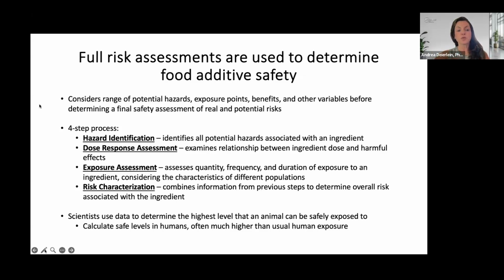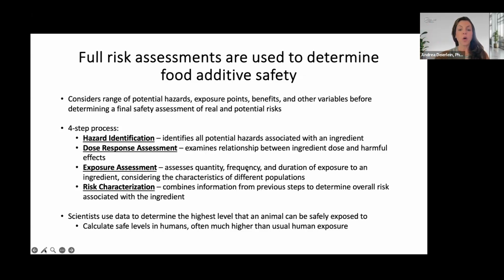So normally there's this four-step process. So again, you're just going to identify the potential hazards associated with the ingredient. You're going to look at the dose response assessment, so examining how much of the ingredient you're exposed to and when that health risk occurs.